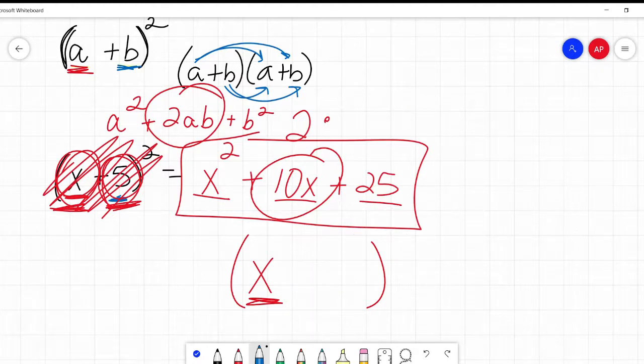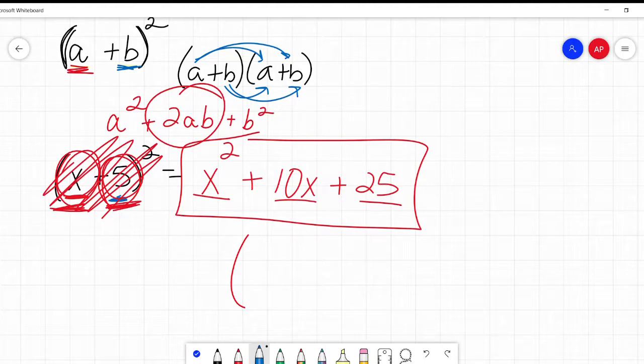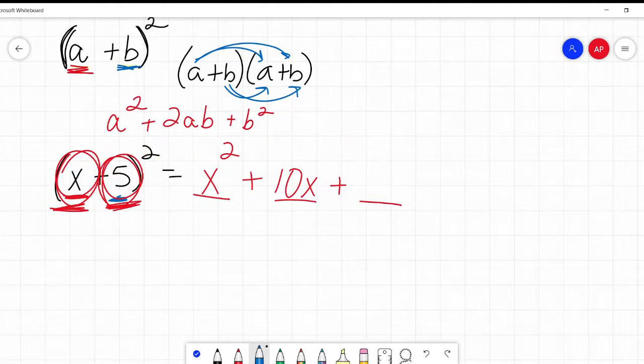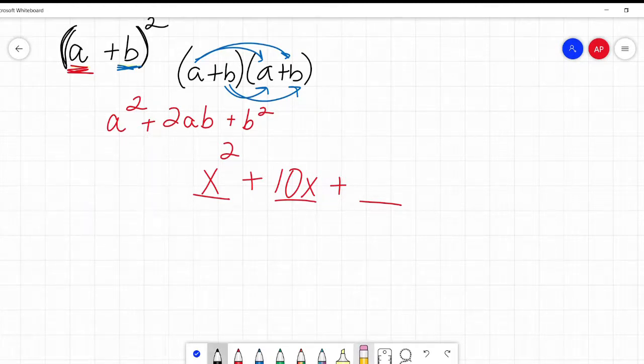Now, what if it was like this? And we didn't know this, and they just said, make this a perfect square. You go, okay, well, what perfect square could I make it? This is my first term squared. So what squared equals x squared? x.